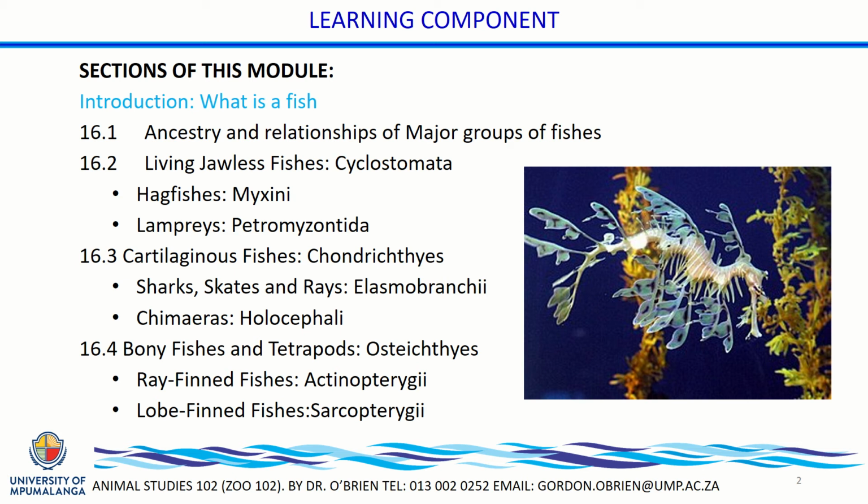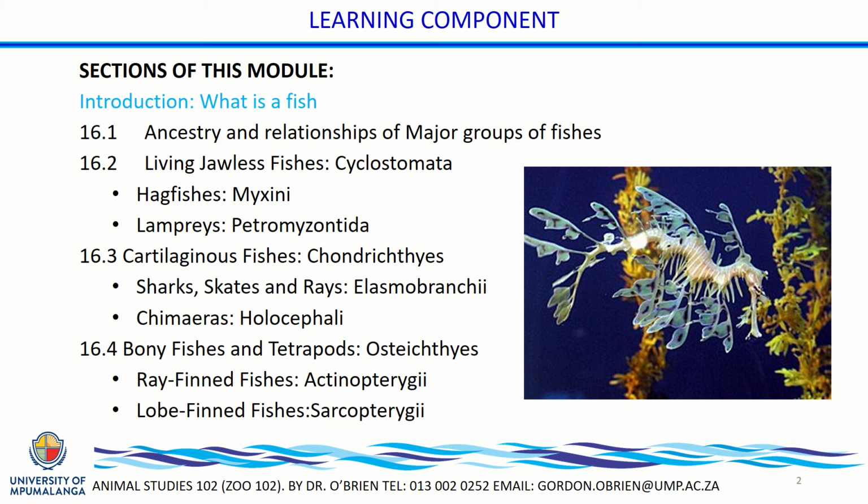We're going to work with the hagfishes and the lampreys, and we're going to discuss the differences. Then we move on to the Chondrichthyes, the cartilaginous fishes, the fishes that are made up of cartilage. There we're going to talk about sharks, skates, and rays, the Elasmobranchii, and the chimeras, the Holocephali. Those are the 2 different groups of cartilaginous fishes. Then we move on to the Osteichthyes, the bony fishes. Those are the more characteristic common fishes which we know today. And there are 2 different groups.